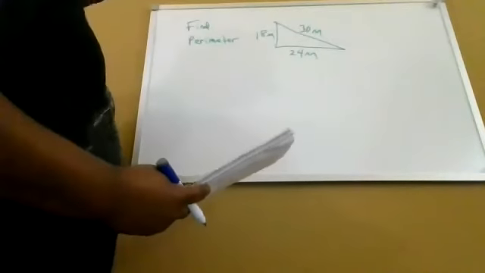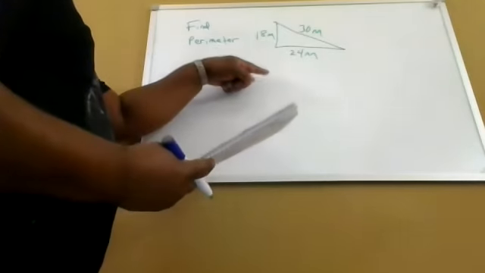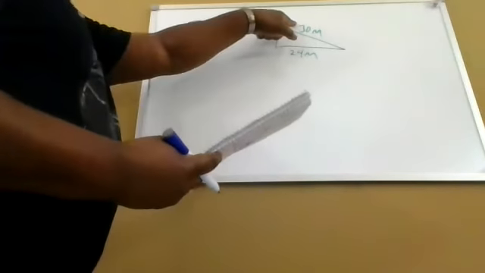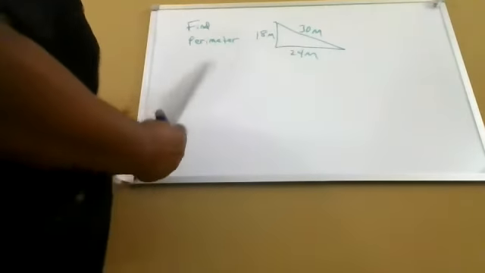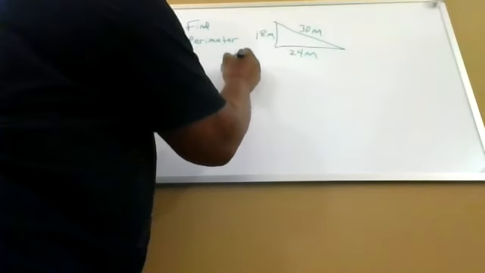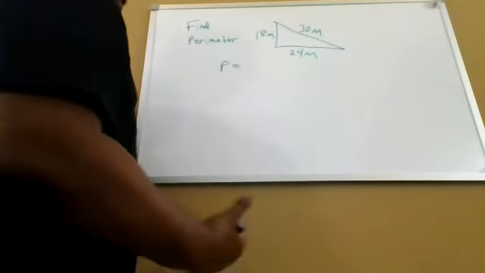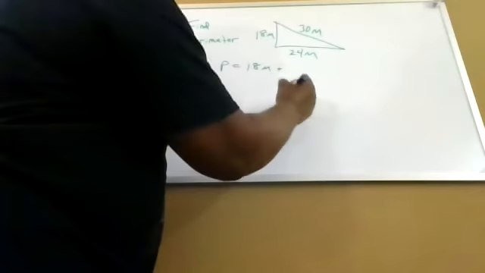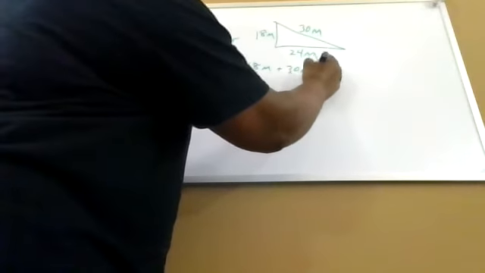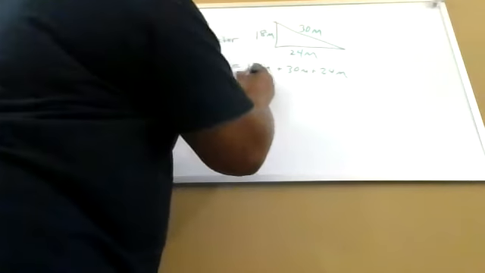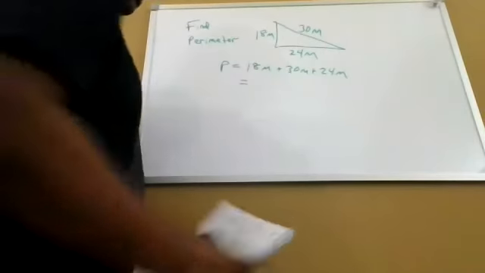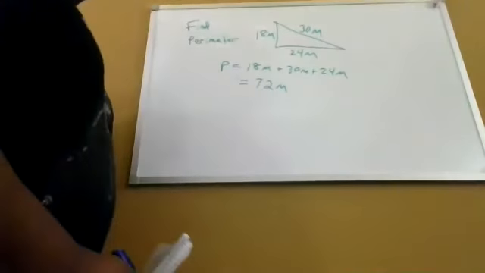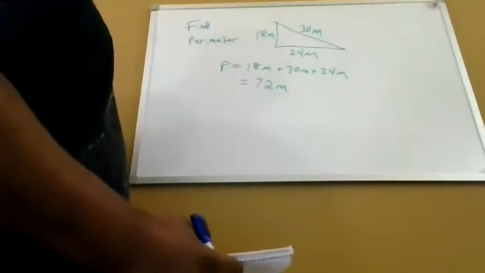So here's my triangle. And to find the perimeter, I'm going to add 18 meters plus 24 meters plus 30 meters. So P for perimeter equals 18 plus 30 meters plus 24 meters. And that's going to equal 72 meters. And that is the perimeter for that triangle.